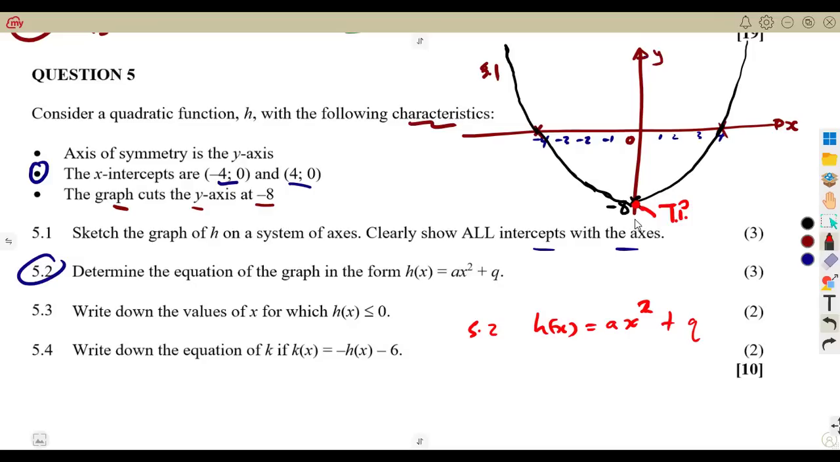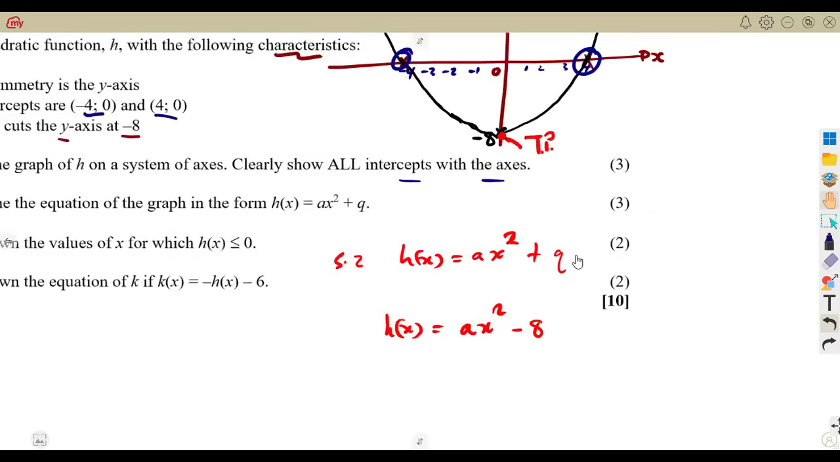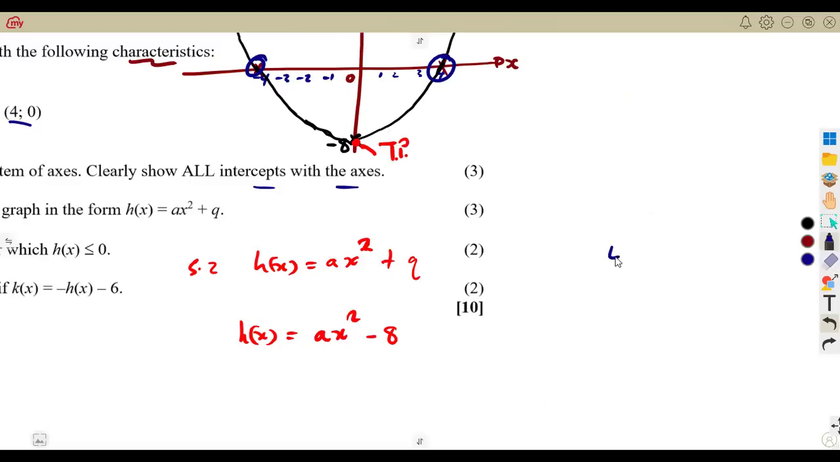That is where the graph is limited to. So that is the y-intercept, and that is your turning point. So your h(x) is going to be written as ax² plus q, where q is exactly where it crosses the y-axis, at minus 8. That is how you can have it. To find a, you can now substitute any point. You can use those x-intercepts, any of your choice. I'm going to use the positive one so that we do not have challenges in calculation: (4, 0), or you can use (-4, 0).